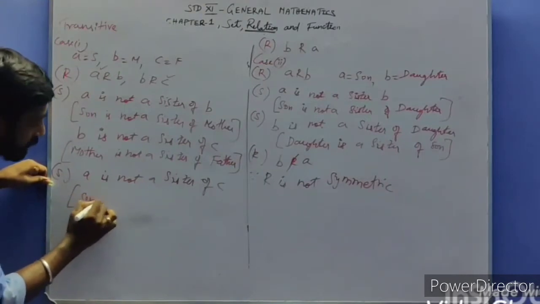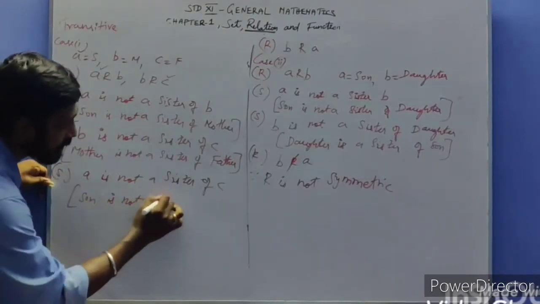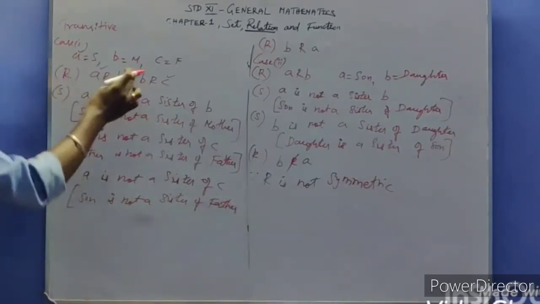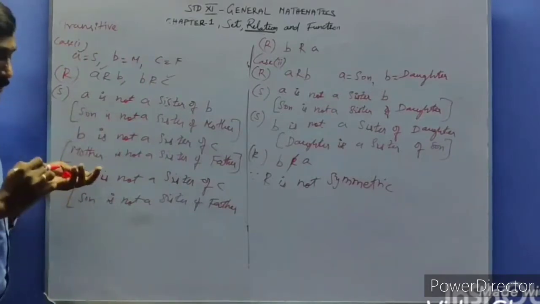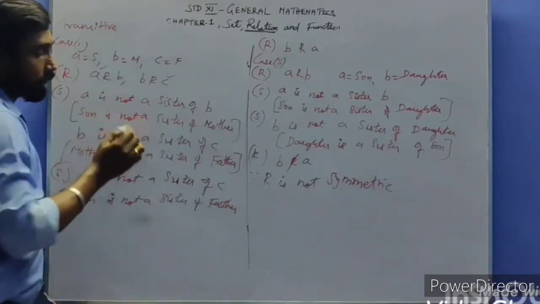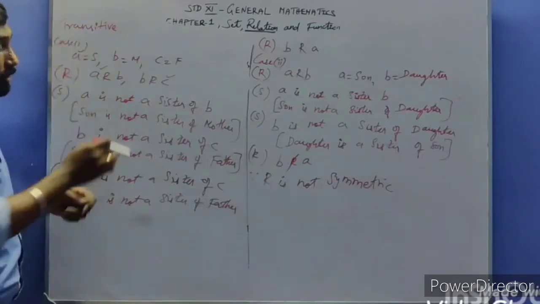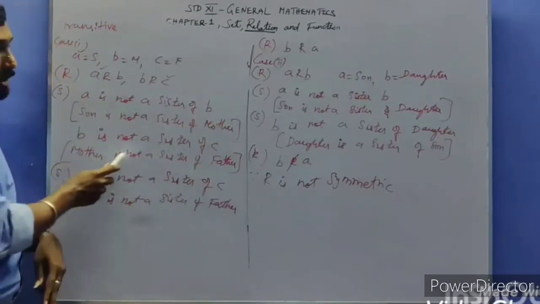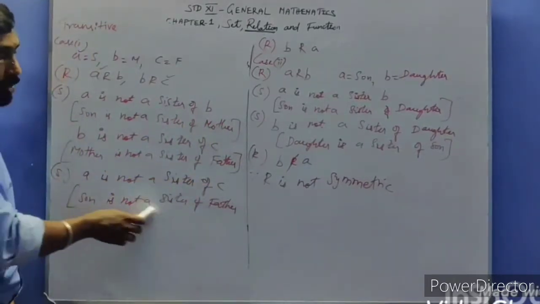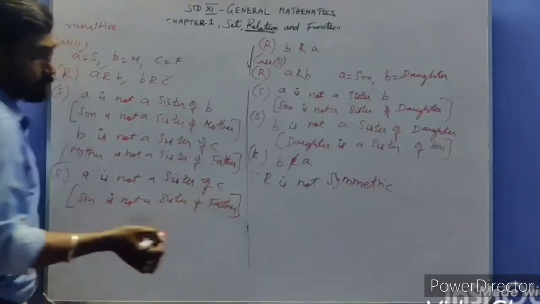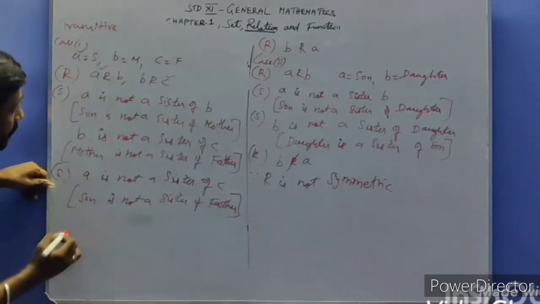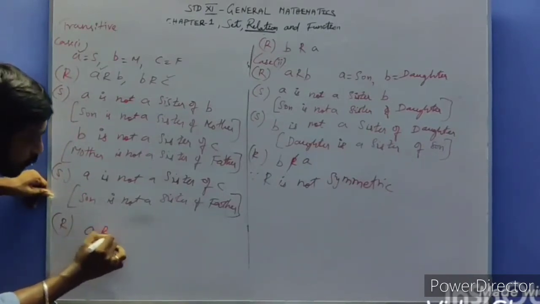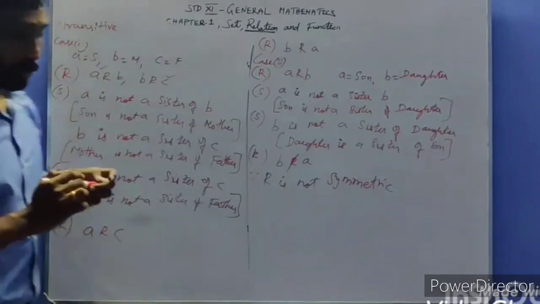Example, son is not a sister of father. The three conditions are the same, because son is not a sister of mother. Mother is not a sister of father. Then son is not a sister of father. The three conditions are true. So you have to write the relation, A related to C. So it will be case 1. Now we are going to see case 2.